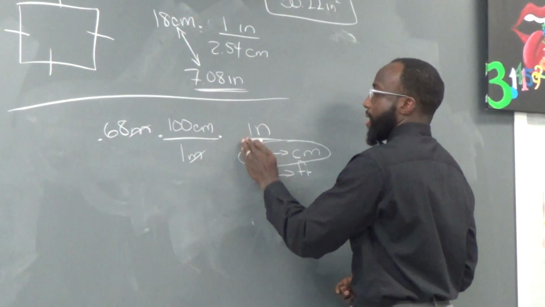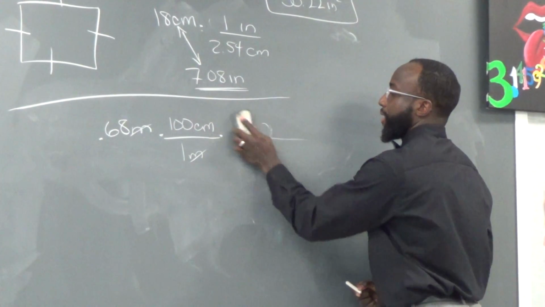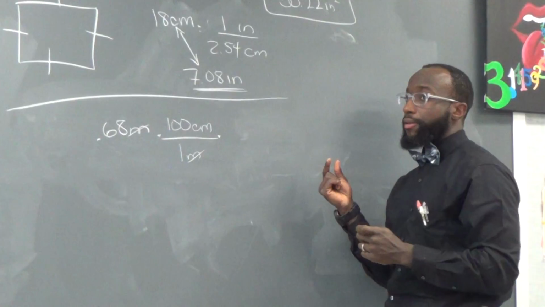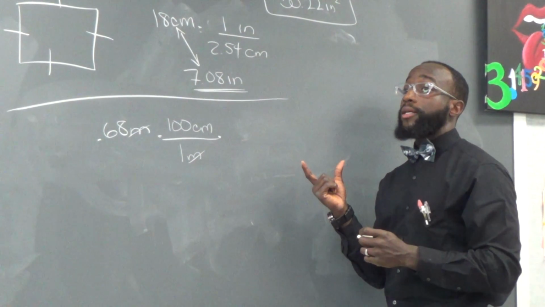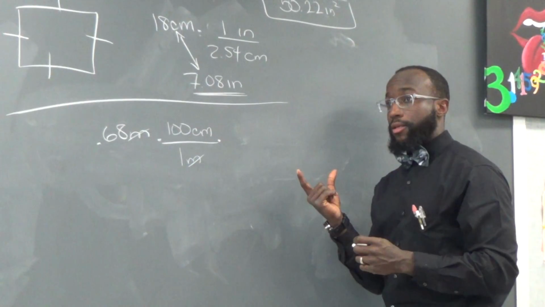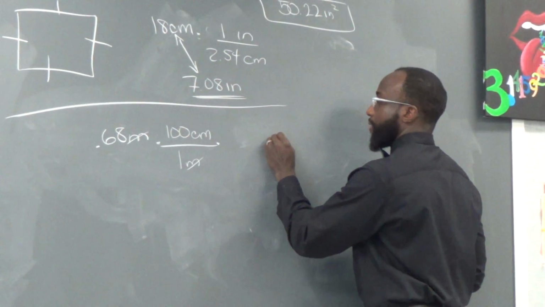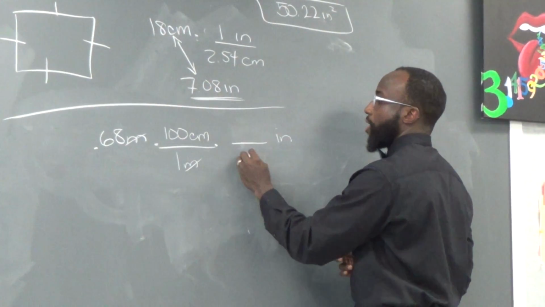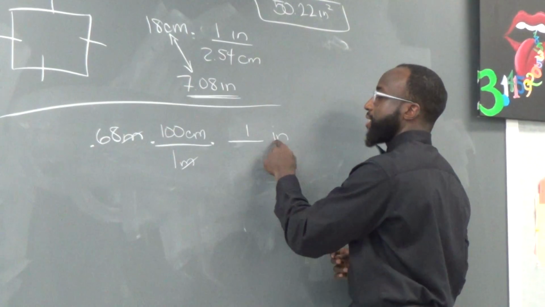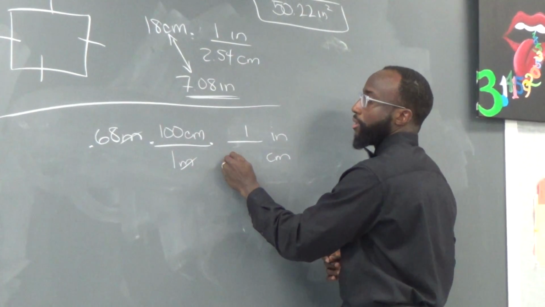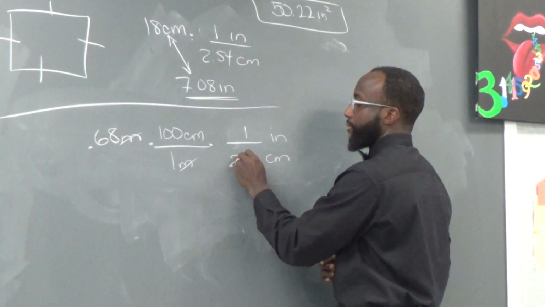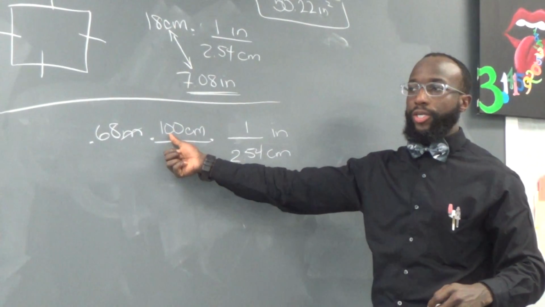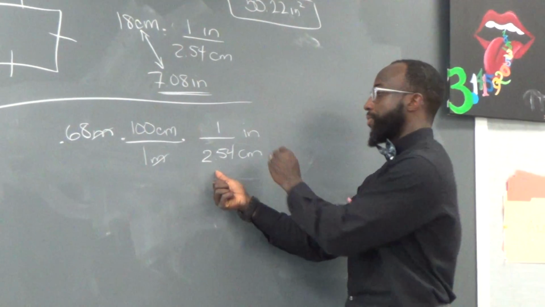And then to get to inches, we would do what? From centimeters to inches, is it big to small or small to big? Small to big. So what are we doing? We divide. So we have to have centimeters at the bottom. How many centimeters are in an inch? 2.54. So you're going to multiply 0.68 times 100 and then divide by 2.54.